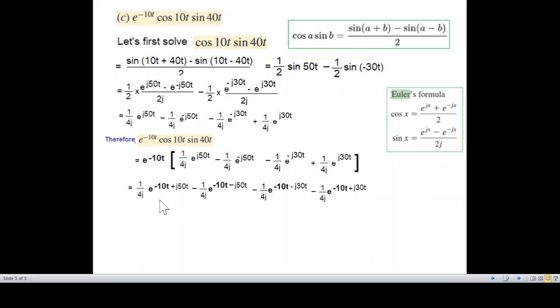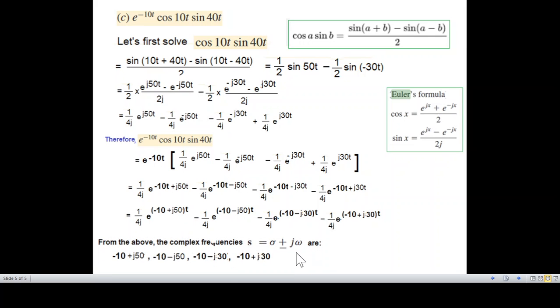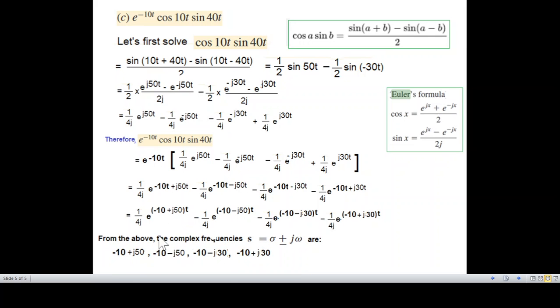So multiplying, this is the shape. We can take t common. We've taken t common, and now you can easily identify this to be the complex frequency. So the complex frequencies are minus 10 plus j50, then minus 10 minus j50, and similarly the second term and the third term. The book answer is also similar except that it has written the 30 terms first, minus 10 plus j30, then the second one, then the third one, and the fourth one.